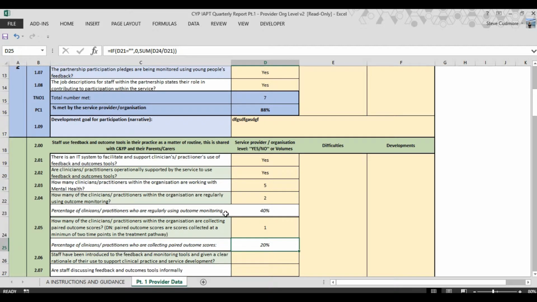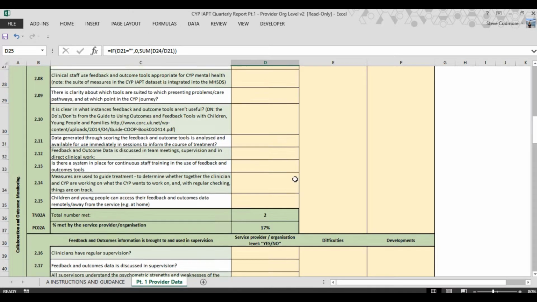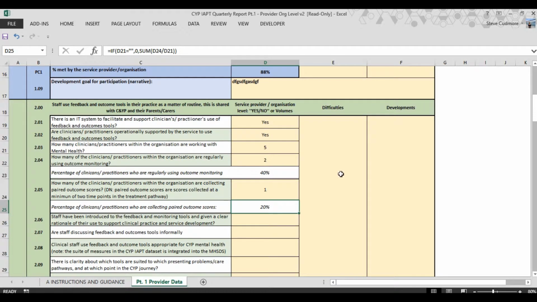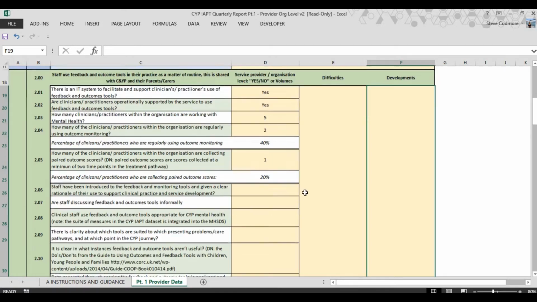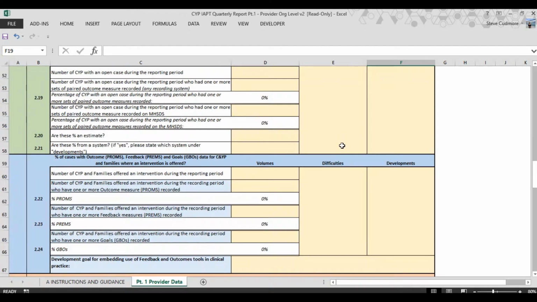And it will total all of those up, and likewise at the end it will also give you the percentage met. So that's the percentage of yes/no questions that were answered. Okay, and again, basically as with the previous report, go through, answer all the questions and report on your difficulties and developments, and remember that it is the pale yellow cells that you complete.